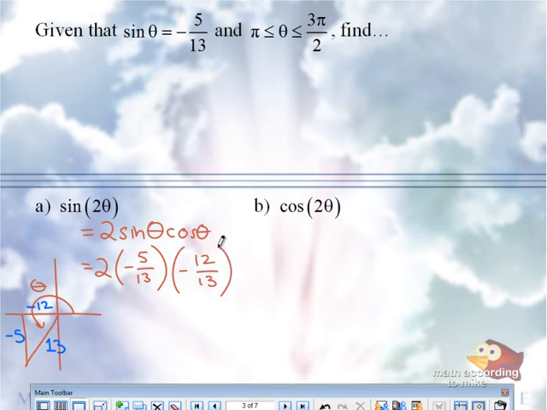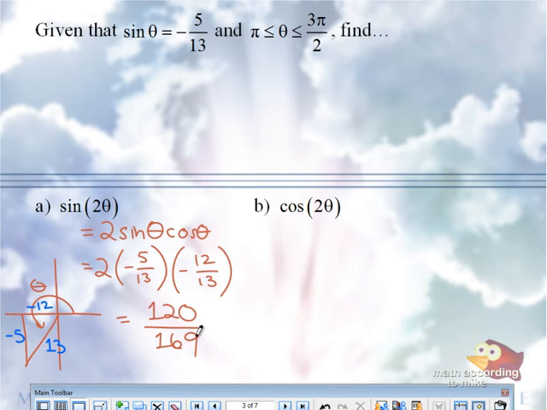All right, what is 2 times 5 times 12? 120 over 13 squared, 169, and the double negatives go away. So the sine of 2 theta is 120 over 169, which I don't think reduces.